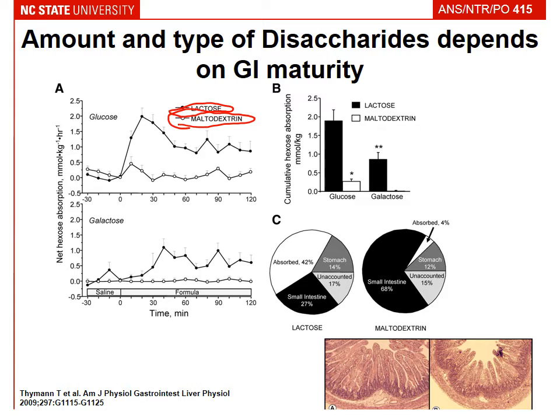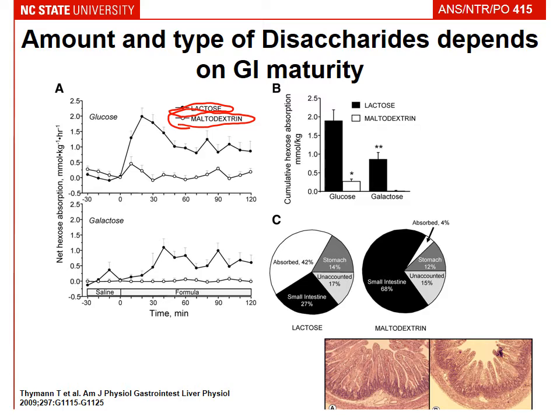So here in graph B, you could see the cumulative hexose absorption. So in the lactose diet, we have a significant amount of glucose and galactose, much greater amounts of those absorbed over the whole study compared to the animals that were provided the maltodextrin diets, which had glucose, and obviously there's no galactose in maltodextrin. And so in C, we have the different components of looking at the lactose diet, how much everything was absorbed, and in which components.